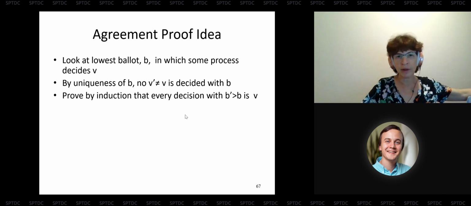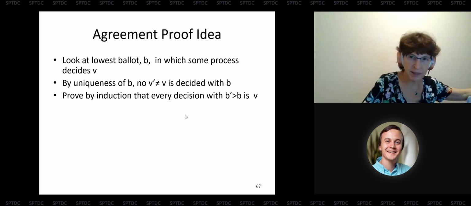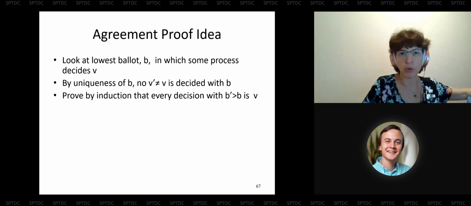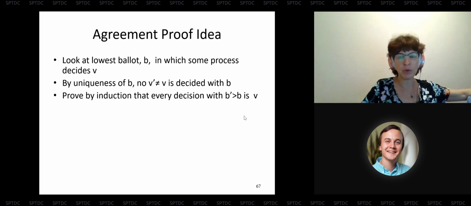So we formulate this by saying that for every ballot number greater than B, if there is a decision, the decision is V, and we prove it inductively. It's a sparse induction, right? B might be 7 and B prime might be 17. There might be gaps.